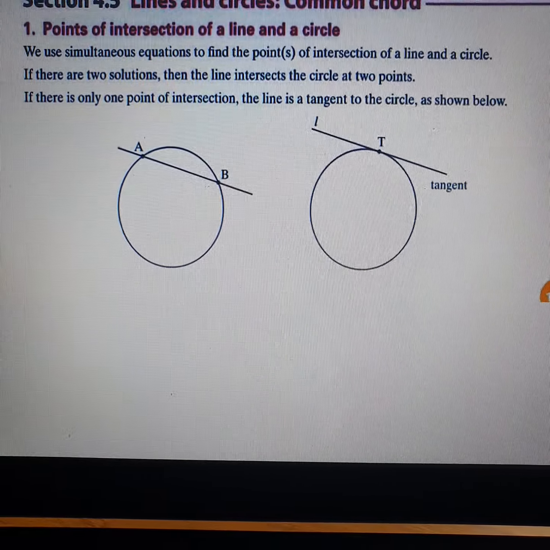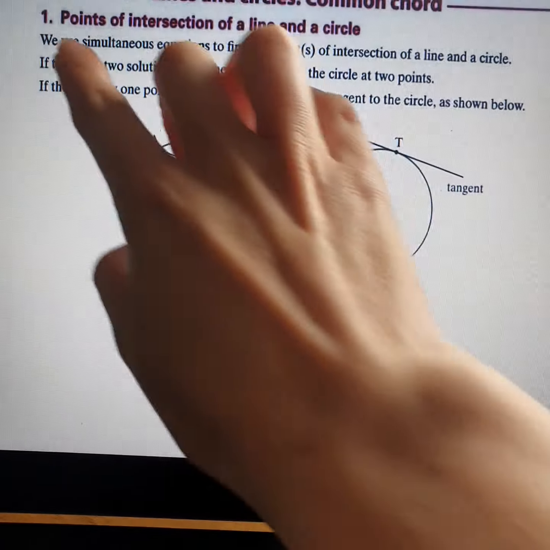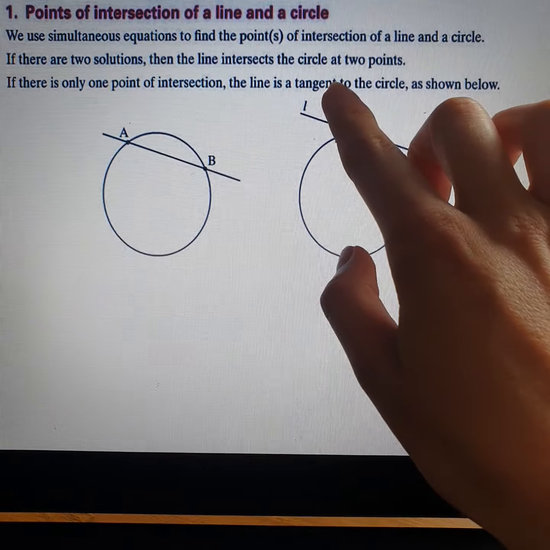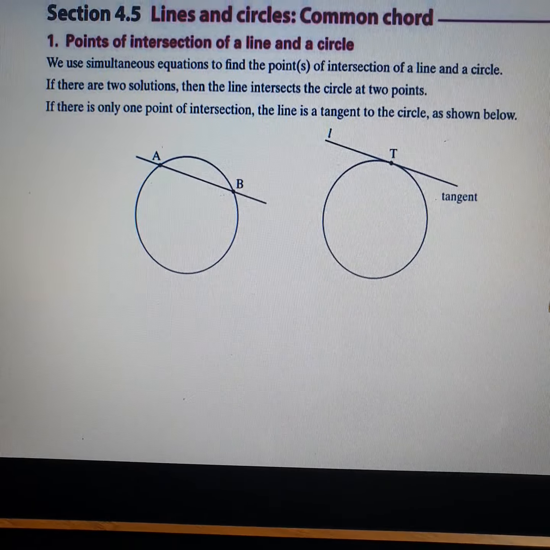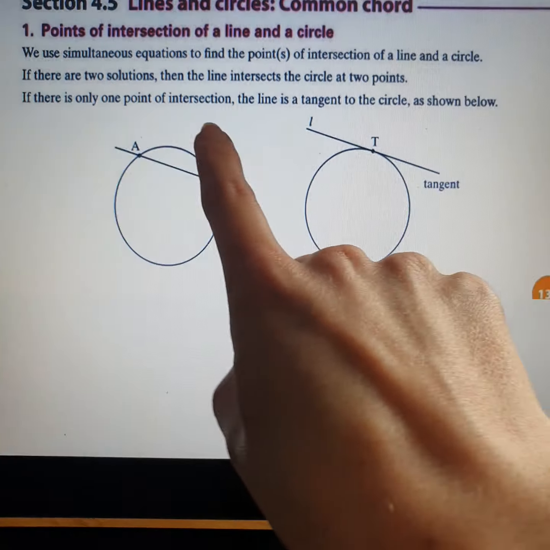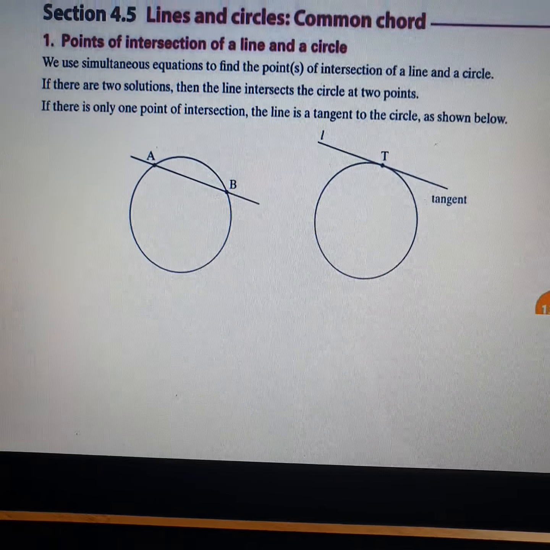If there are two solutions, then the line intersects the circle at 2 points. That's what we've come across already: when you have a line that's intersecting a circle, we use our simultaneous equations. If there are two solutions, the line intersects at 2 points. If there's only one, it's a tangent. Just a little recap on that.